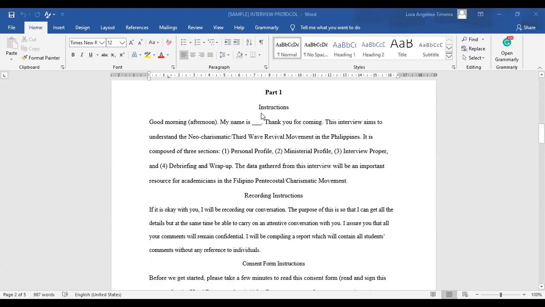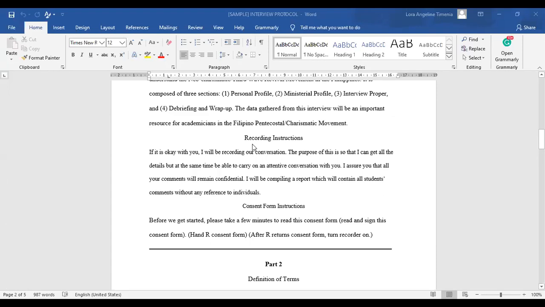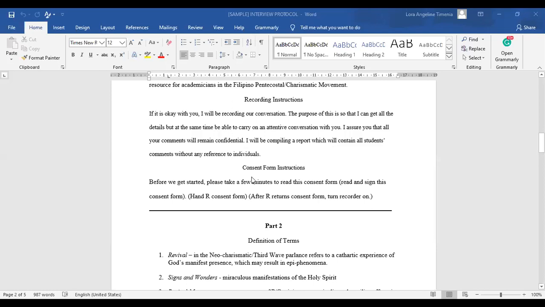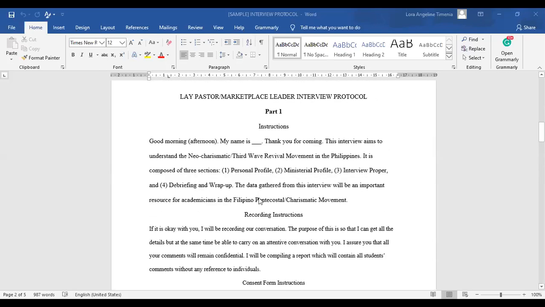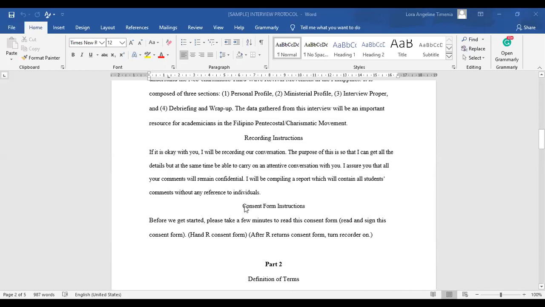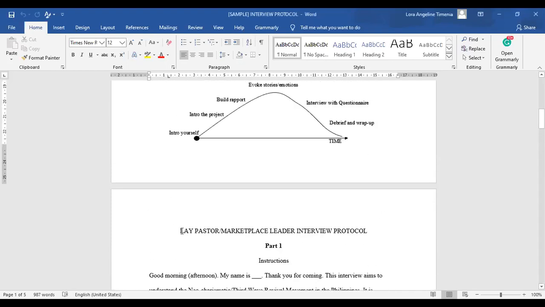So first, instructions. You will give them instructions of what's going to happen. Second, you tell them about the recording, that you will be recording the interview. Third, they have to sign the consent form. I will show you the sample consent form later on. So the first part is more of instructions, general instruction, recording instruction, and then the consent form. The second part, oh sorry, this isn't Chia's, but this should be changed. Let me remove that. This is actually mine.